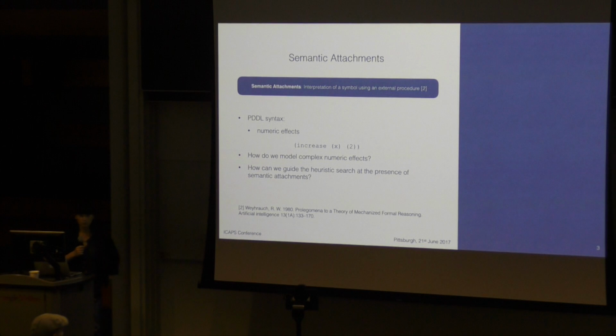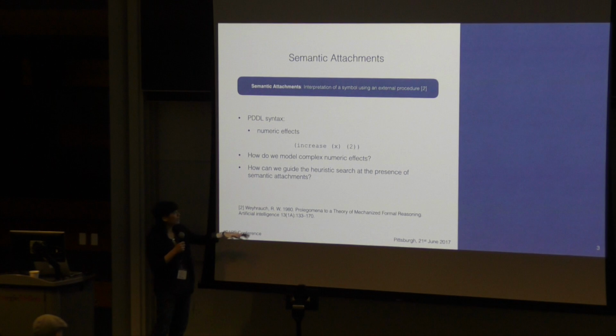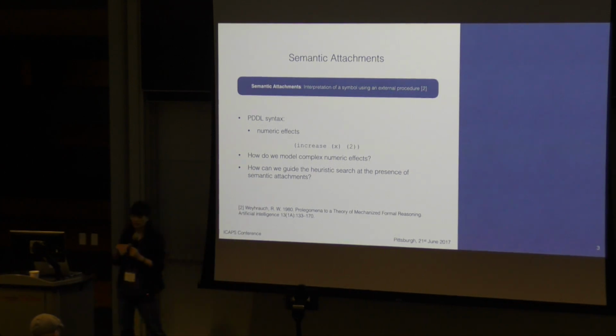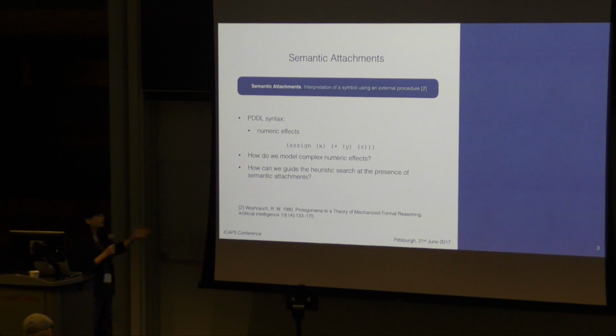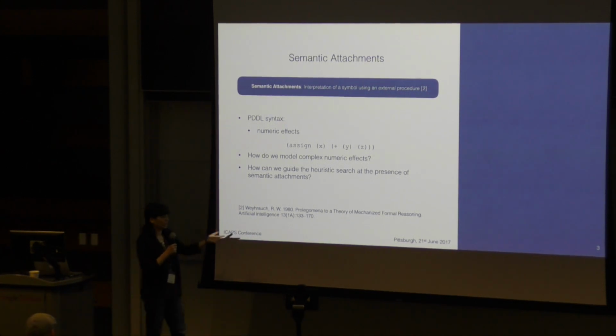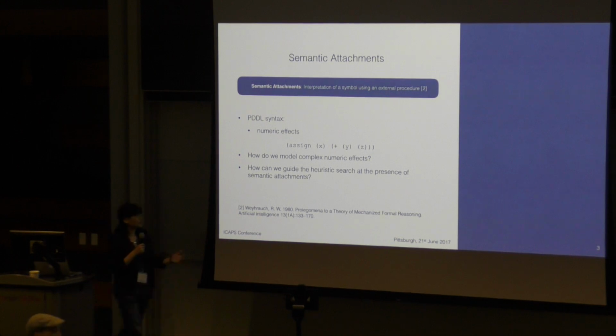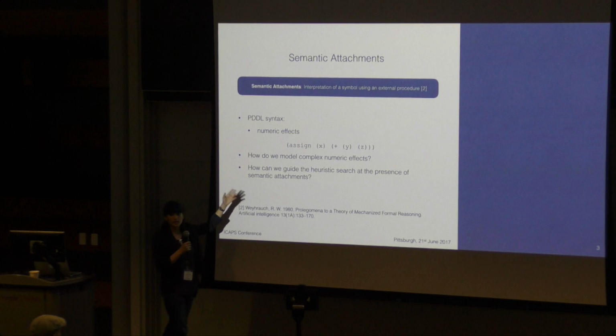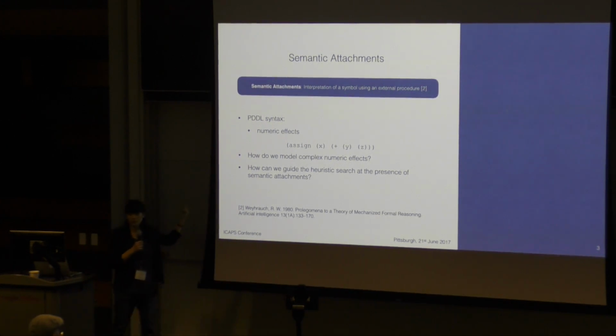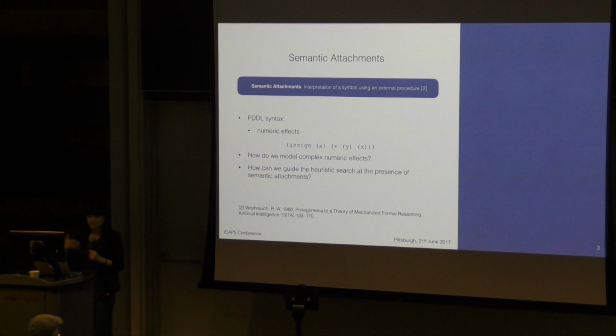When we want to express numeric effects in PDDL, what we can do is, for example, increase a variable by a certain quantity, or we can assign a variable to an expression. And in PDDL, in particular, we use algebraic expressions of numeric variables. But in this case, we can't really express the system of equations that I showed before. We need something else, and in particular we use semantic attachments.